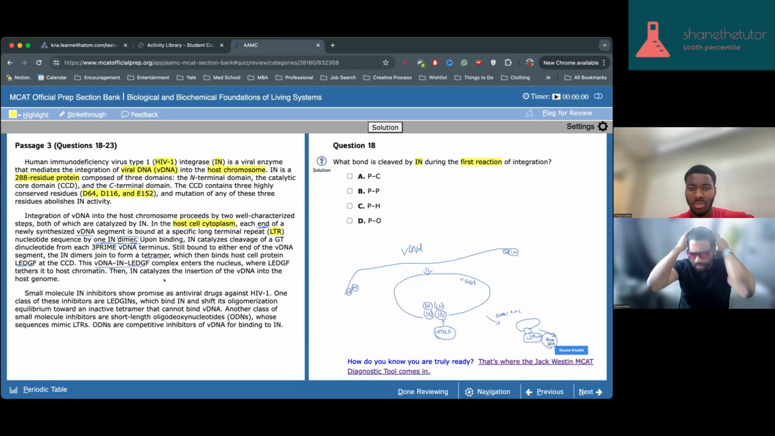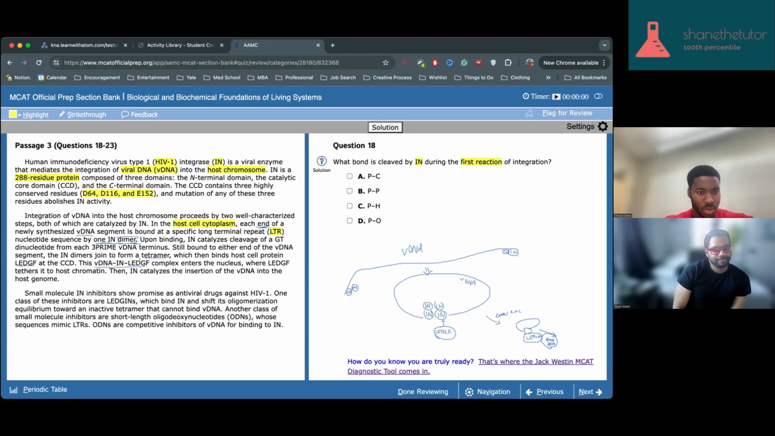So the way that I'm seeing this is, LegF from the host cell binds to that IN tetramer, and then it's allowed to enter the nucleus. And once it's in the nucleus, LegF tethers it to the host DNA or chromatin. But yeah, pretty much that.